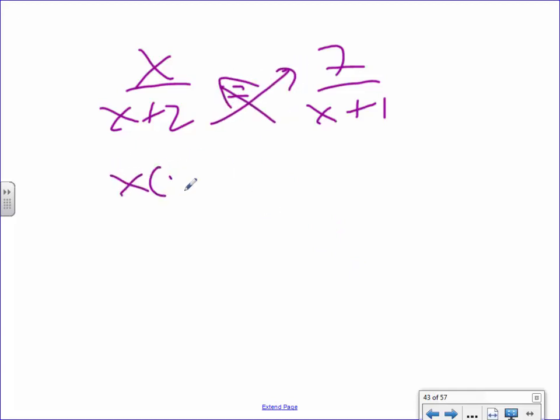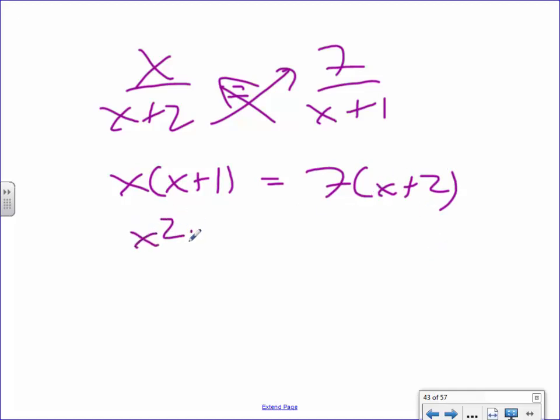Right? And then one of the interesting things about rationals is when you get to a certain point, it's no longer rational, but now it's quadratic. What happens when I FOIL this out? I get x squared plus x. I get 7x plus 14. Isn't this just back to being quadratic? And really, that's that Jenga tower analogy.